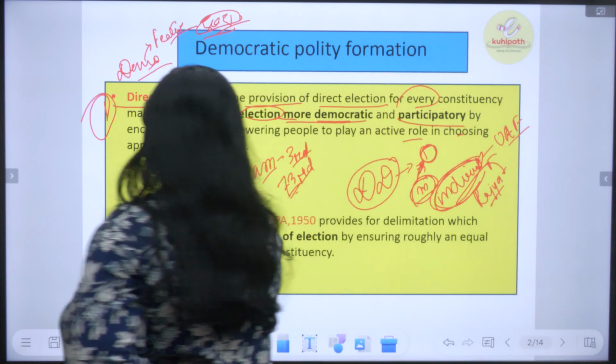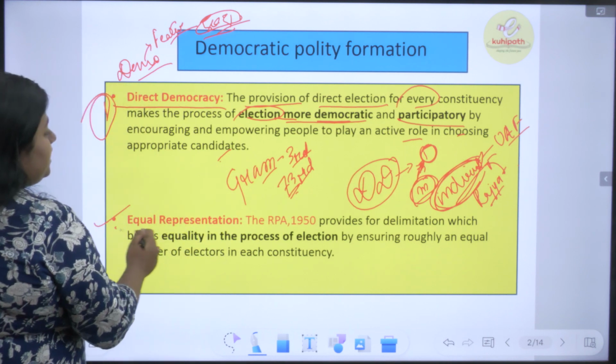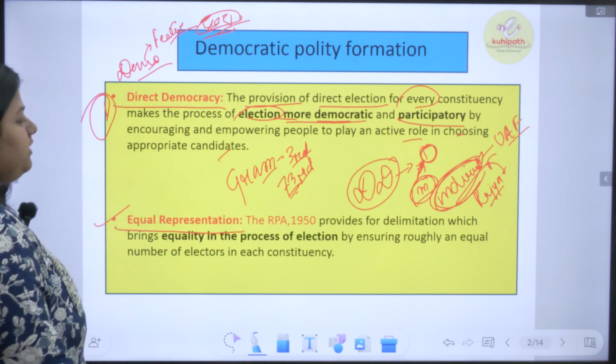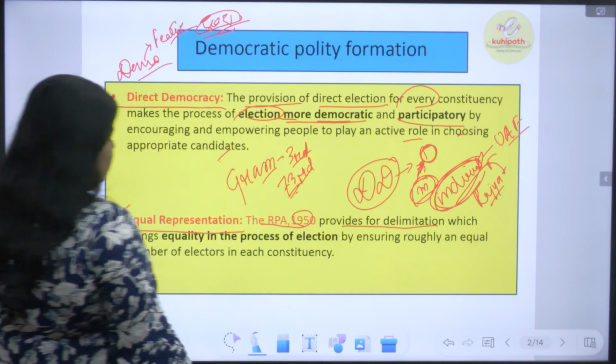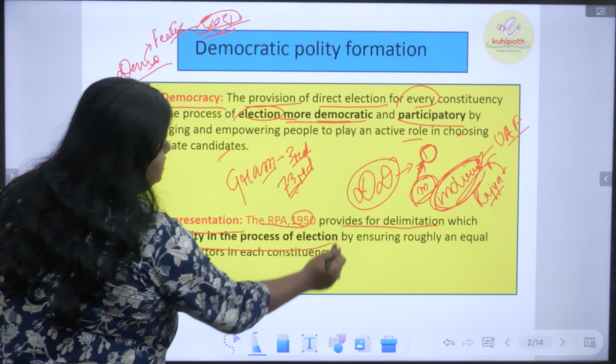Fine. So the second point is that it ensures equal representation. Okay, fine. The Representation of People's Act 1950 provides for delimitation which brings equality in the process of election.